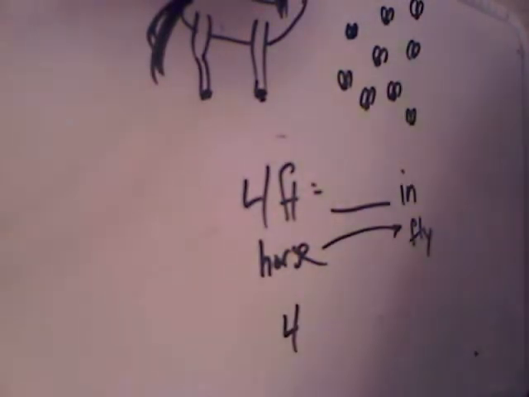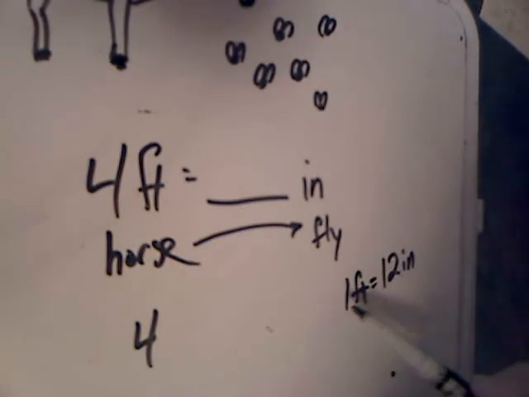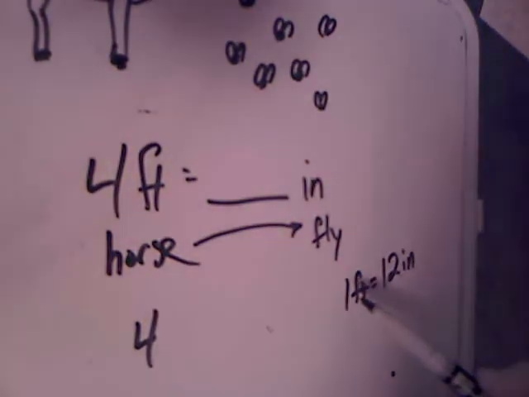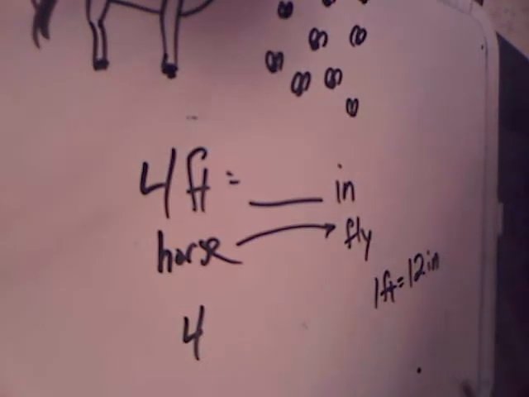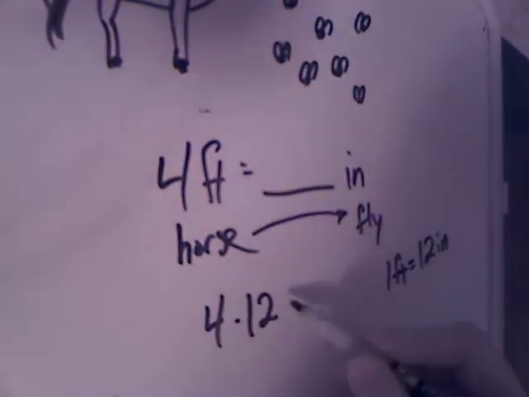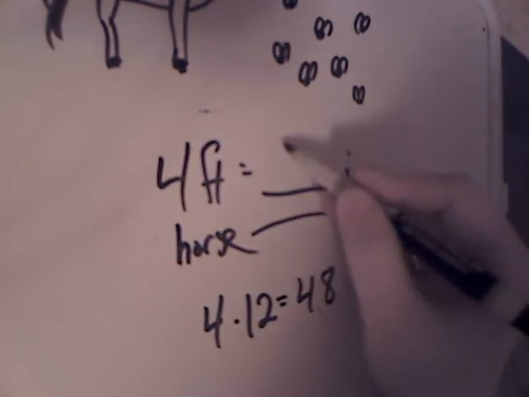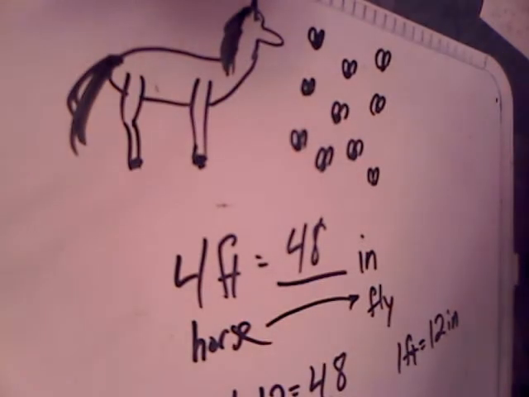So I want to take that 4 feet. What am I going to multiply by again? Well, 1 foot equals 12 inches. And this is again where you can see which one the horse is, because the horse is the one that there's only one of them to equal many inches. 1 horse equals many flies. 1 foot equals many inches. So what I'm going to do is I'm going to multiply by that 12. 4 times 12 is 48. 4 feet is the same thing as 48 inches.